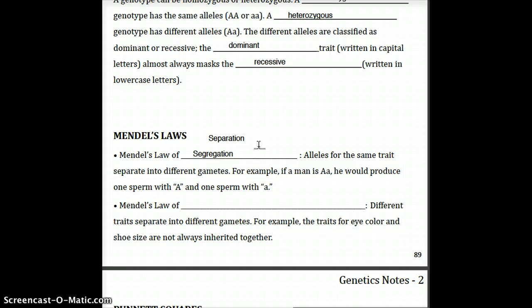Okay? But when we're talking about the law of segregation in science, what we're referring to is that Mendel discovered that separate alleles separate into different gametes. And remember, our gametes are just going to be our eggs and sperm. For example, if a man has the genotype big A, little a, he would produce one sperm with big A and one sperm with little a. Okay? Mendel also came up with a second law called the law of independent assortment.